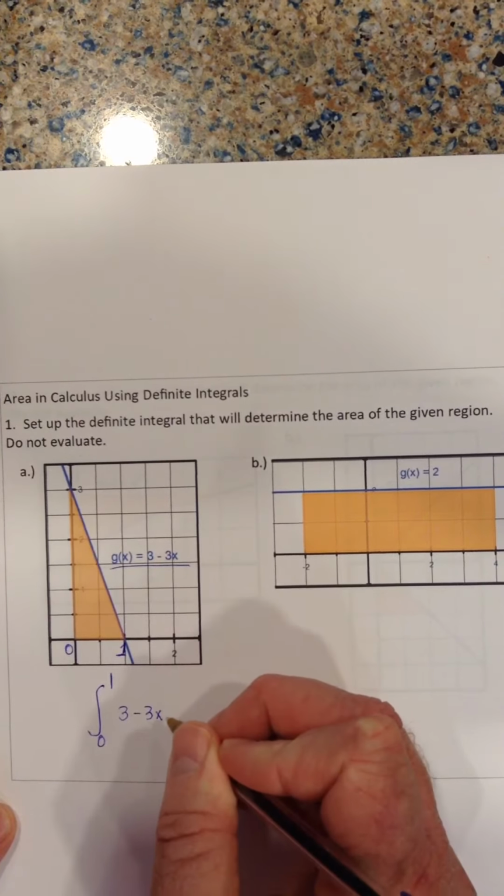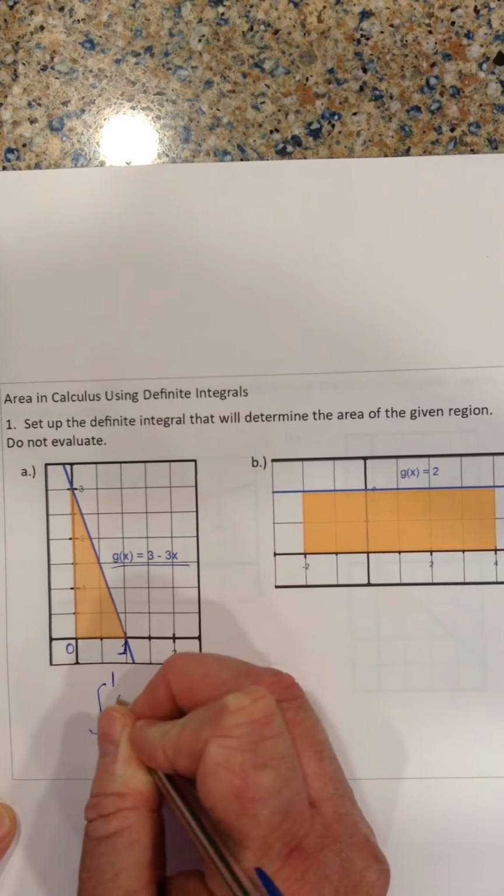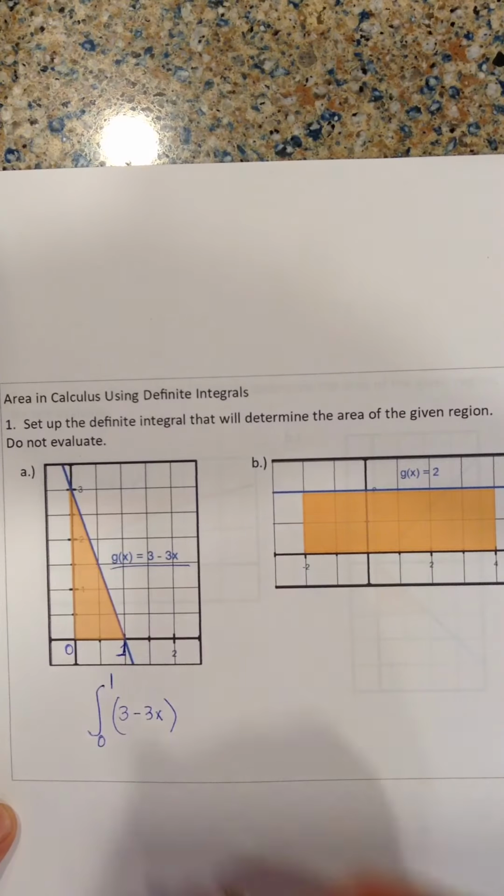And while not strictly necessary in writing, your calculator would make you put a parentheses around that, and most books will do that, dx. And that integral will give you the area between the curve and the x-axis from 0 to 1, since it's a function of x.